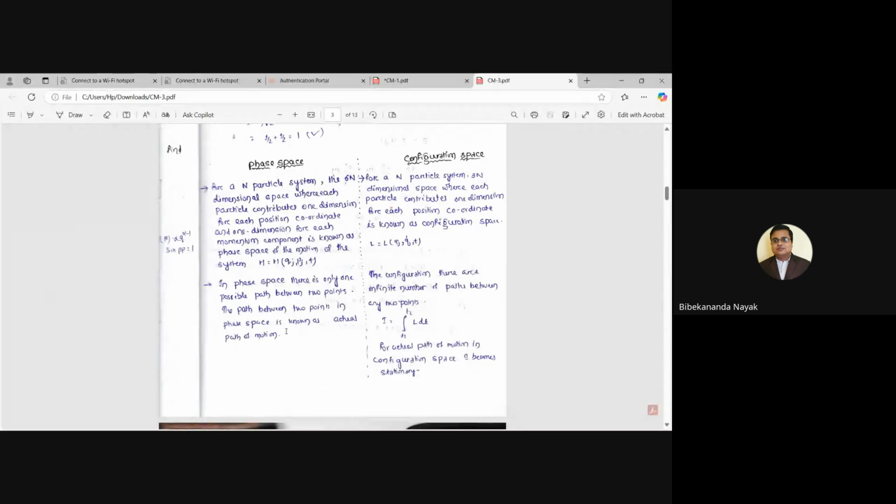So there is actually a difference between phase space and configuration space. What I told: Hamiltonian formulation is discussed in phase space, and Lagrangian formulation in configuration space. In configuration space, many paths are possible between two points, but in phase space we have only one path, which is the exact path of motion. Now the next thing is Legendre transformation and Hamilton's equation of motion.